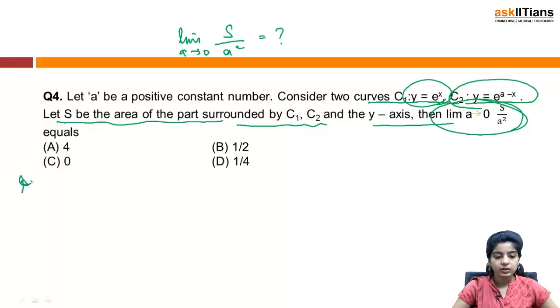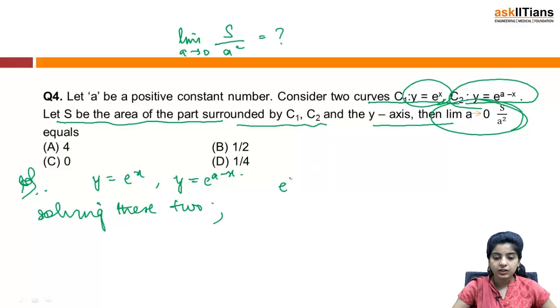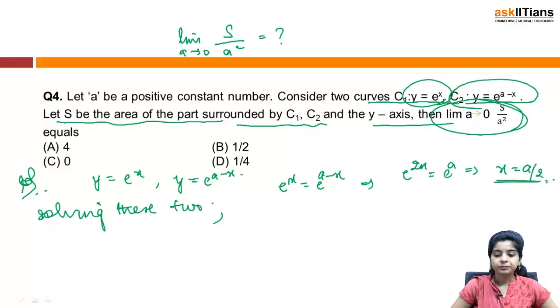So how will we find out this? First of all, the given curves are y equal to e raised to x and y equal to e raised to a minus x. Solving these two equations, obviously this will yield you the points of intersection of these curves. So we have e raised to x is e raised to a minus x, which means e raised to 2x is e raised to a. So x is a by 2.